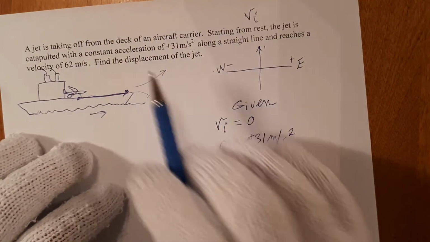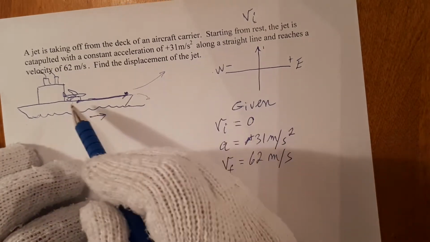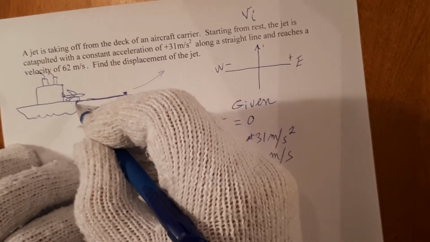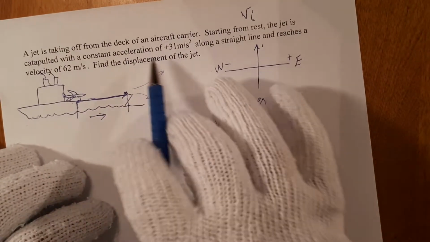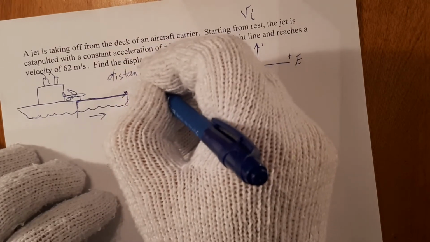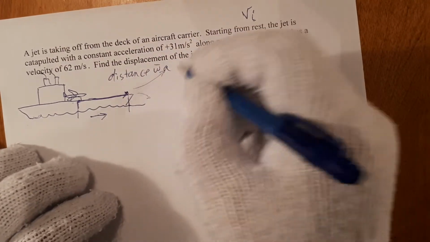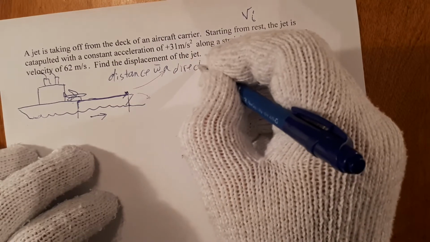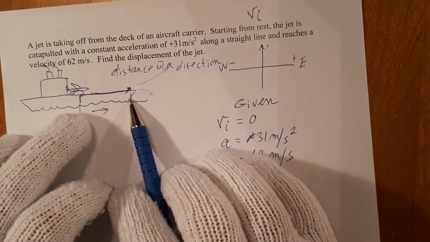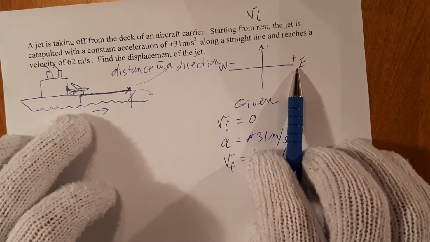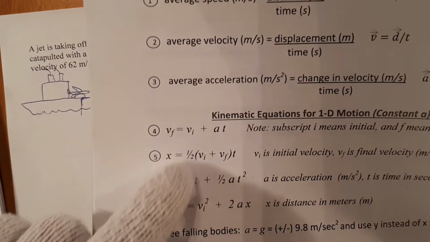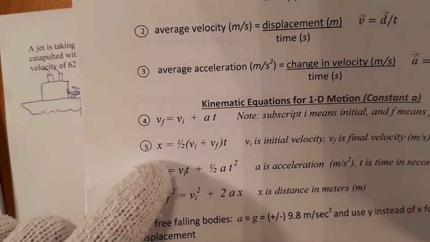Now the displacement in one dimension, this is all in one dimension going across. The displacement is from here to here, that distance. Displacement is simply distance with a direction. So we're asked to find this distance, and the direction we know is going to be east. And in our equations, distance or displacement is represented by the letter x.